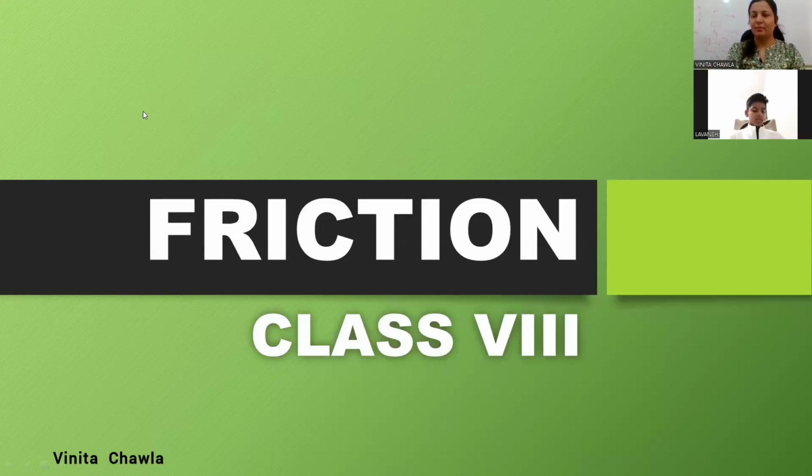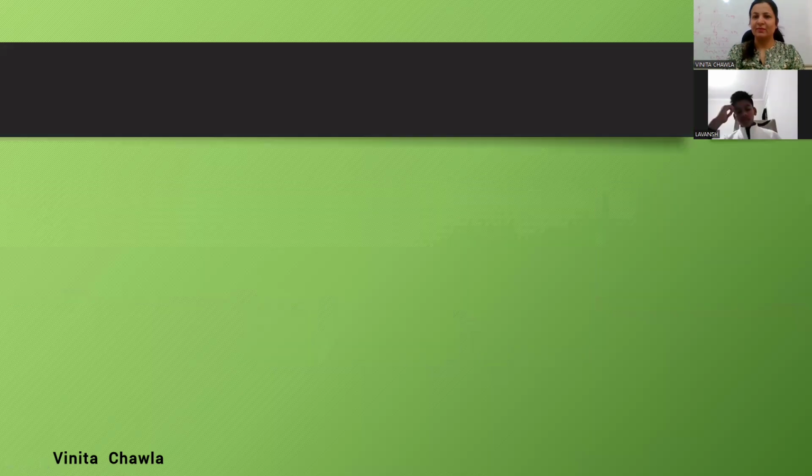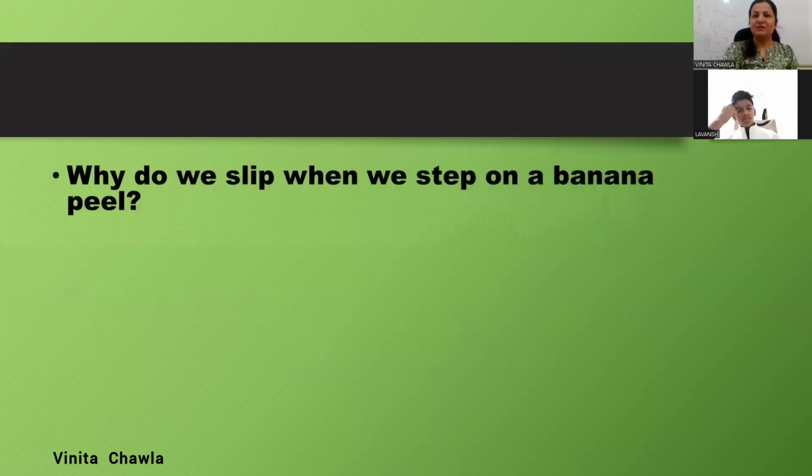What is it? Friction. Why do we slip when we step on a banana peel? Because it's slippery.